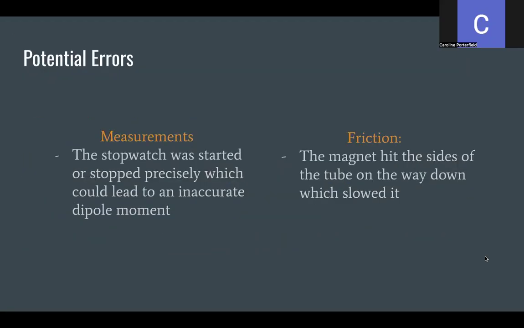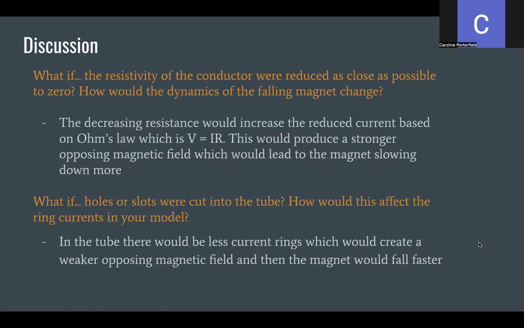Some potential errors were in the measurements, because the stopwatch was not started or stopped precisely, which could lead to an inaccurate dipole moment. And also friction, because the magnet hit the sides of the tube on the way down, which potentially slowed it down. Now for the discussion.